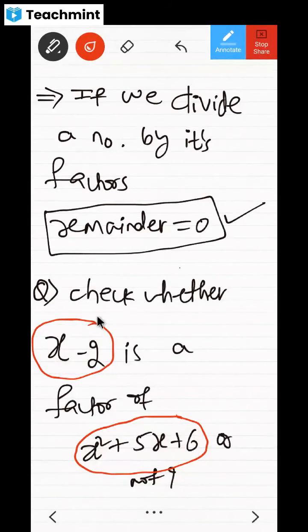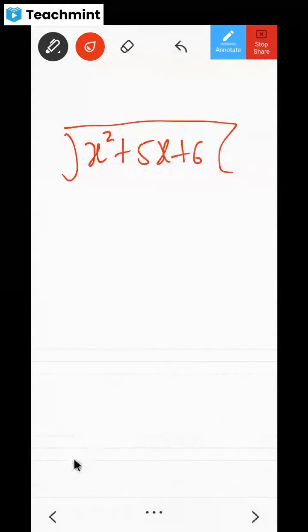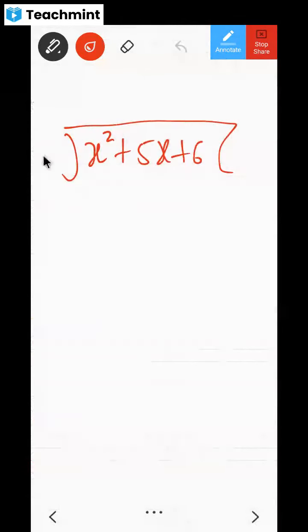Okay, we have to check whether x minus 2 is a factor of this polynomial or not. So I'm going to divide. I will keep it as x square plus 5x plus 6, and I will be dividing it with x minus 2.